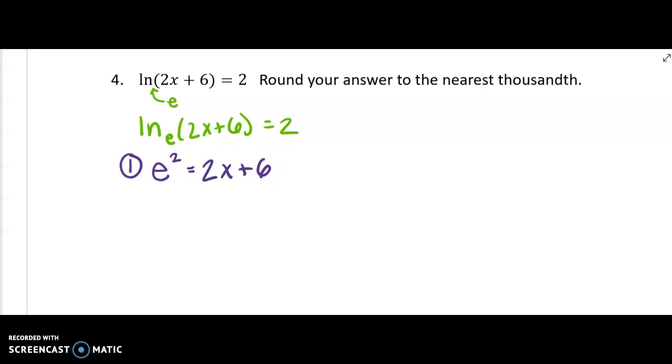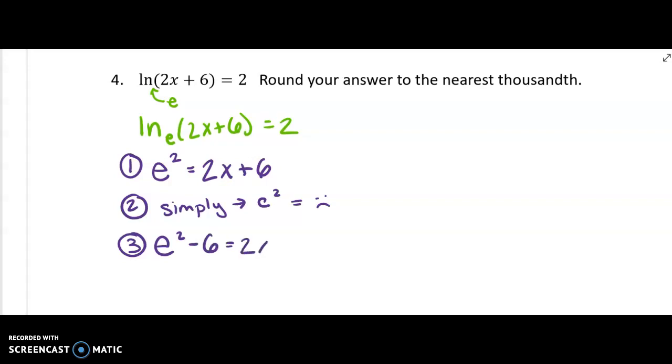Now, normally we would move on to our next step and we would say simplify, but we can't simplify here. Okay? E squared is not a nice number, okay? So we're just going to leave it as e squared, okay? So then we can straight up move on to our next step and solve for x. So I'm going to continue on and subtract 6. So we have e squared minus 6 equals 2x, okay? I just did not simplify e squared because it's not a nice number, and I just moved on.